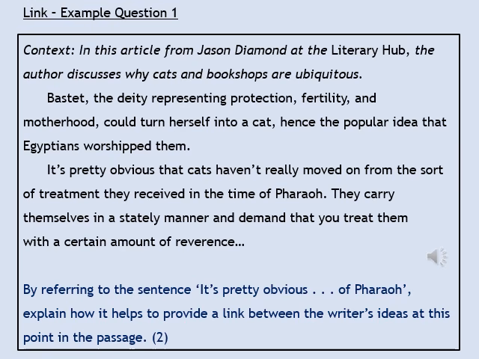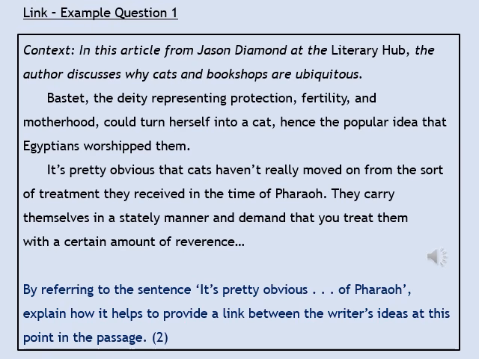Bastet, the deity representing protection, fertility, and motherhood, could turn herself into a cat, hence the popular idea that Egyptians worshipped them. It's pretty obvious that cats haven't really moved on from the sort of treatment they received in the time of Pharaoh. They carry themselves in a stately manner and demand that you treat them with a certain amount of reverence.